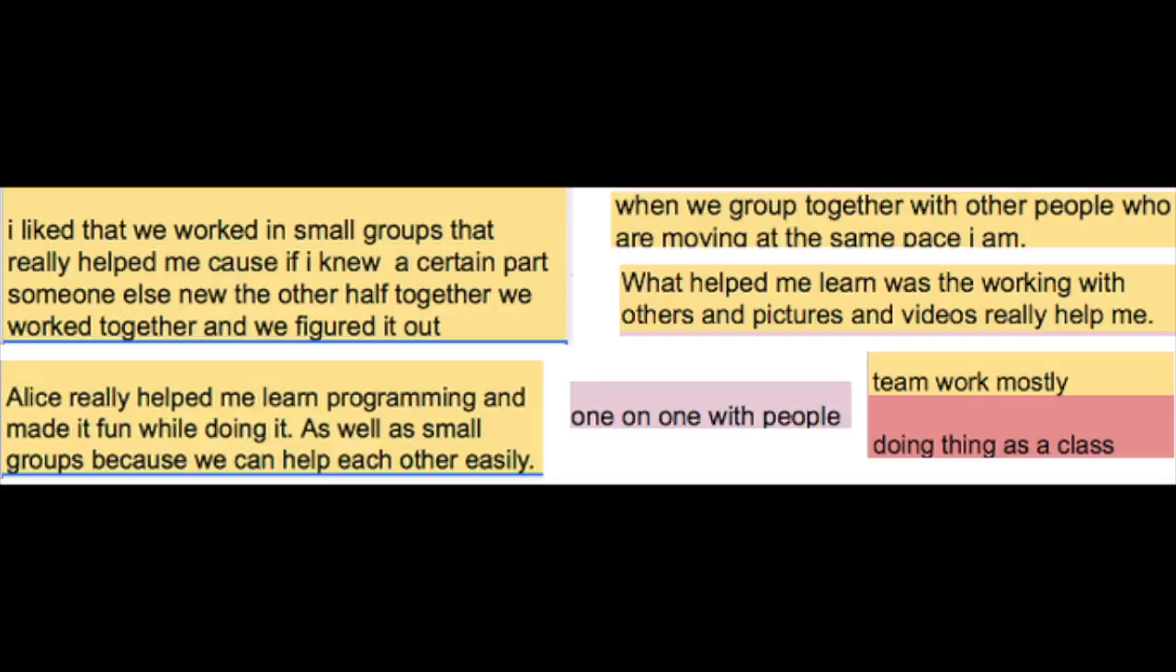They liked it because they could help each other. They were maybe moving at the same pace. But you're always going to have some people who maybe don't like it. So I had one team work mostly, but then someone else do things as a class. So they liked it with a class. And there was also that one-on-one time.